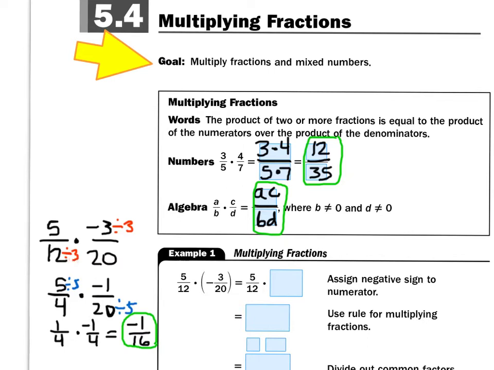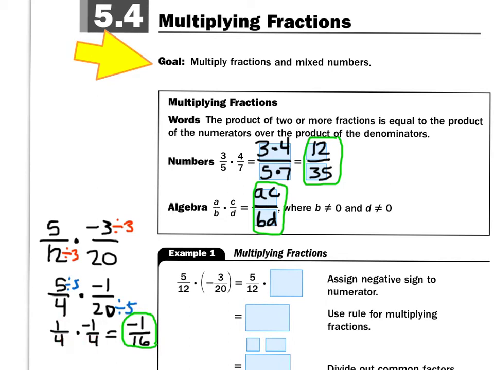Okay, and then on this next line I wanted to show you, look at the 5 and the 20. I see that 5 goes into both, so I'm going to divide both of those by 5. So let's take it one at a time. 5 divided by 5 gave me 1 on top, and then 12 divided by 3 gave me 4 on the bottom. So here, I brought that down. All right, and then negative 3 divided by 3 gave me negative 1 on top. And then 20 divided by 5 gave me 4 on the bottom.